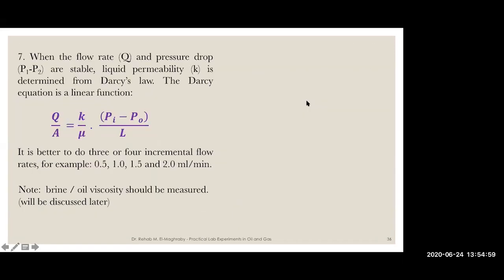So now you will allow your setup to stabilize. You injected 2 pore volumes. You get the reading of the flow and the drop in the pressure, and you will apply Darcy's law. We arrange Darcy's law; it is a linear function. So what we'll do here is plot the flow rate over the cross-sectional area on the y-axis, and then plot the pressure gradient on the x-axis.